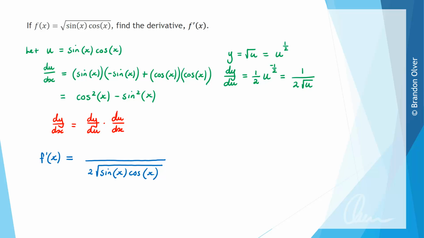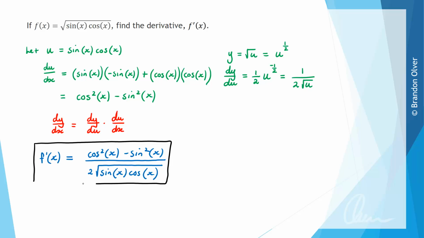And then on the top line, we multiply that fraction by cos squared of x minus sine squared of x. So 1 times that would just give cos squared of x minus sine squared of x. So that would be the answer to this question. And just keep in mind that this really isn't a question that's asked at the level of maths methods, but it is something that you can do if you needed to.